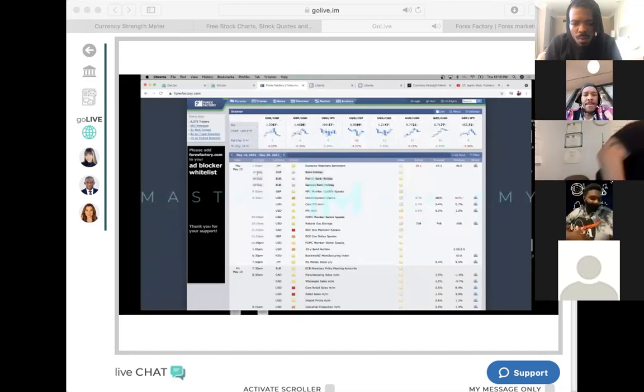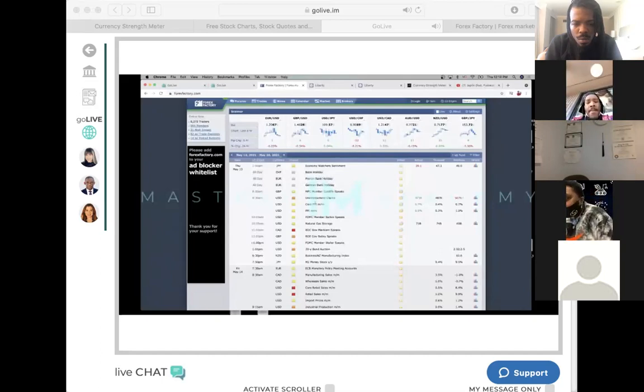So we are not going to touch these currencies right here. Today we're going to be very cautious. We might be looking at USD JPY, but let's see what's going to happen, okay? We're collecting information now via the Forex Factory website.